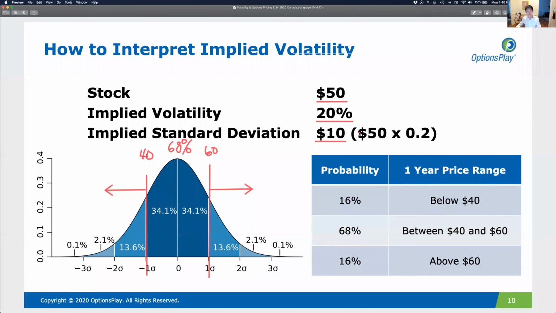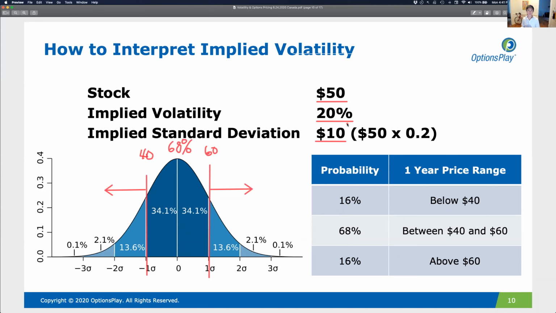And we calculate the $10 because we take the current stock price and multiply it by the implied volatility. That gives us the 1 year expected move of this particular stock. Now, how is that important? Why do we want to know these numbers?